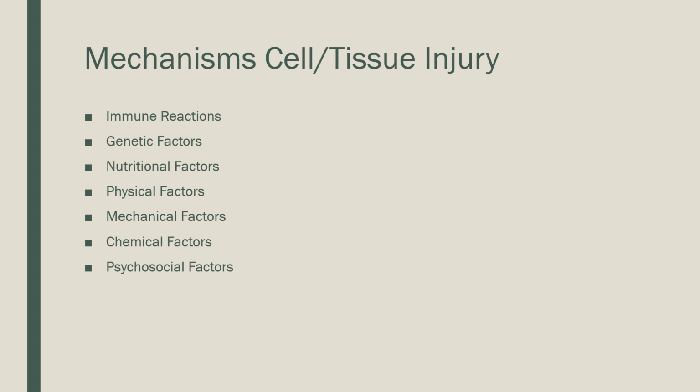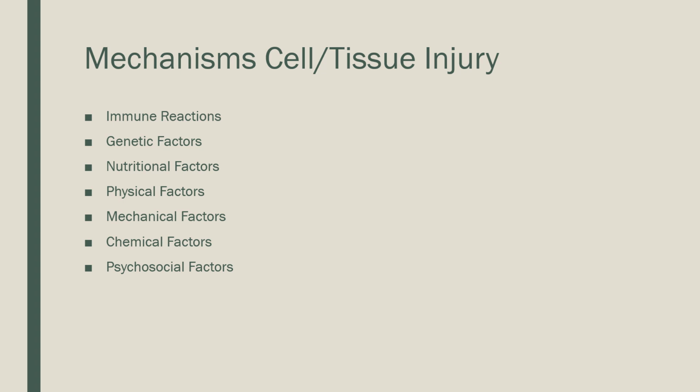Nutritional imbalances. Deficiencies can cause diseases, such as lack of iron can cause anemia. Excessive nutrients, for example obesity, can also lead to complications. Severe malnutrition is still a major global issue. Physical factors include trauma from accidents, falls, or injuries that can lead to tissue damage. Extreme temperatures can cause burns or frostbite. Radiation can harm DNA and kill healthy cells.